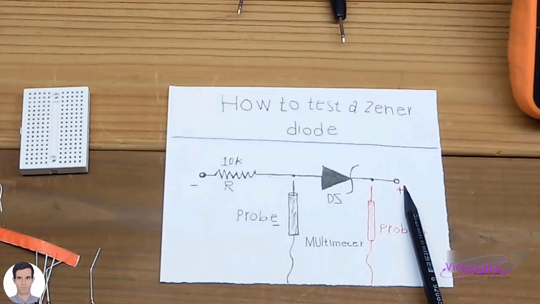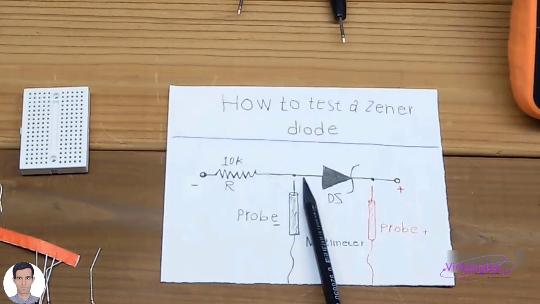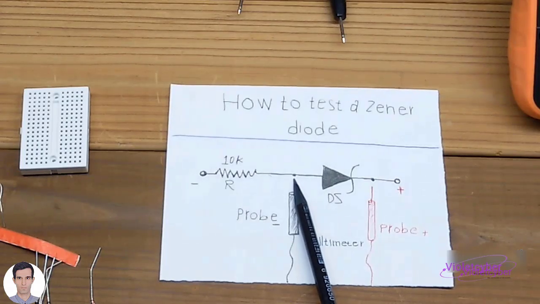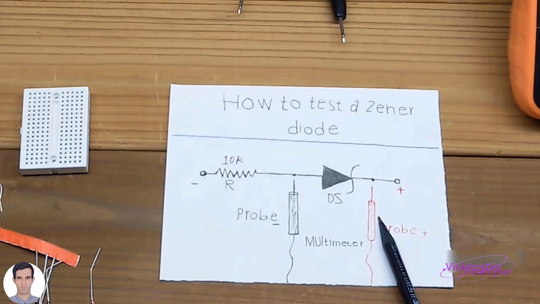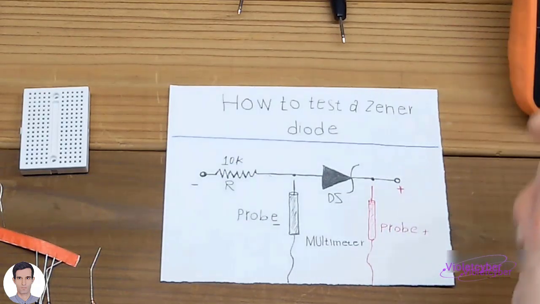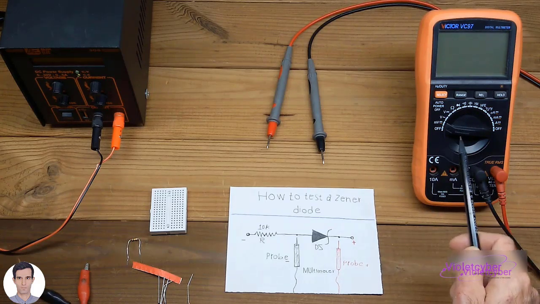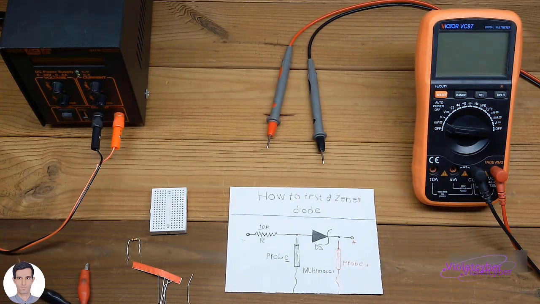Then, connect the multimeter probes as follows. Attach the negative probe between the diode and the resistor, and the positive probe to the cathode of the diode, just as shown in this schematic. In this setup, you will observe the voltage on the multimeter. Any steady voltage you observe on the multimeter will be the Zener diode's working voltage. And this way you can determine the Zener diode's operating voltage.